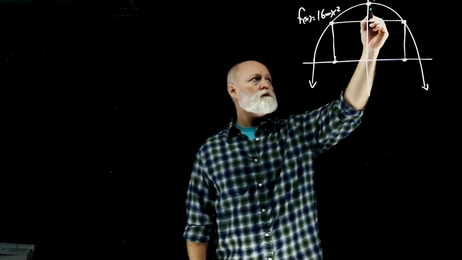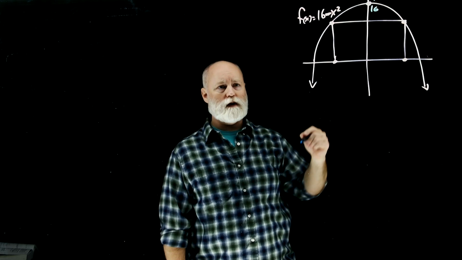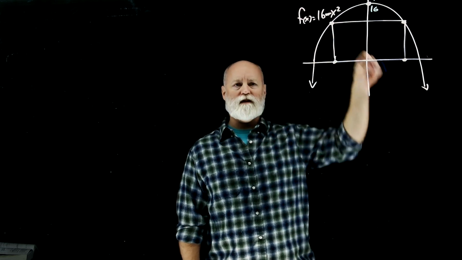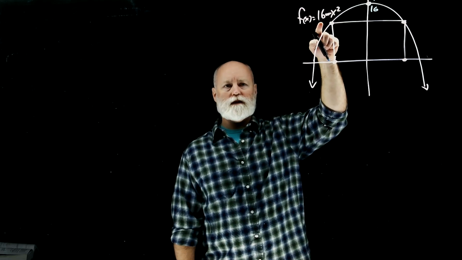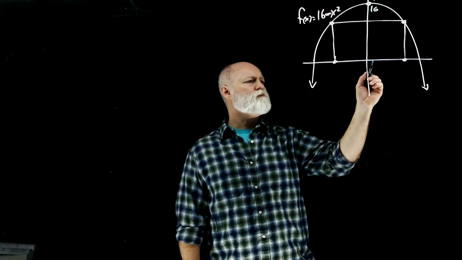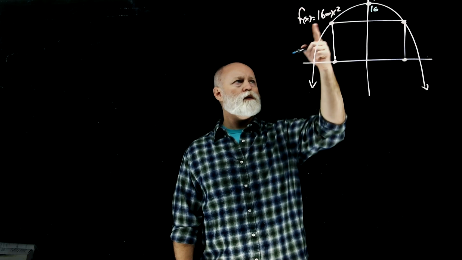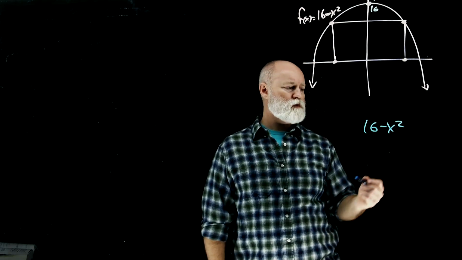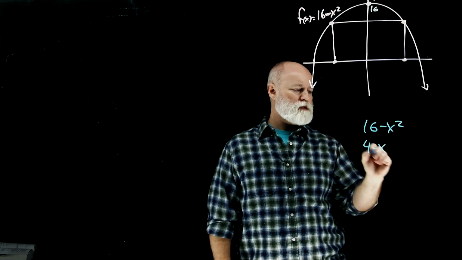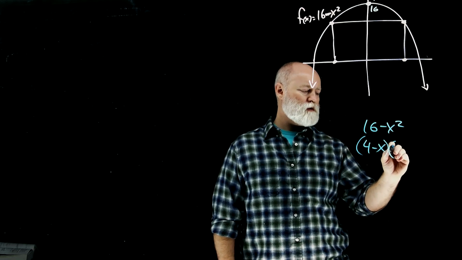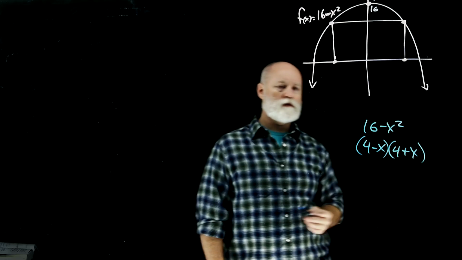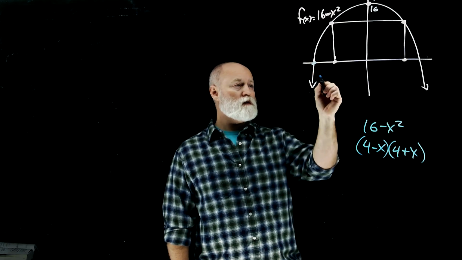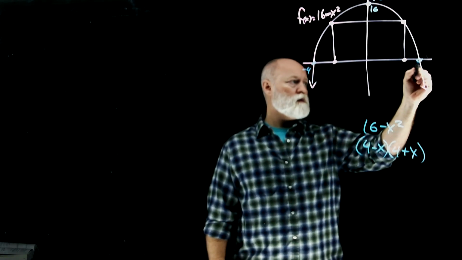Now, some of you may be thinking, how do I know that's 16 right there? Well, I know it's 16 because this is 16 minus x squared. So it's a downward facing parabola. Its y-intercept is at 16. So what else do we know? Well, if we were to factor 16 minus x squared, that would be 4 minus x and 4 plus x, which means that our x-intercepts are right there at -4 and +4.